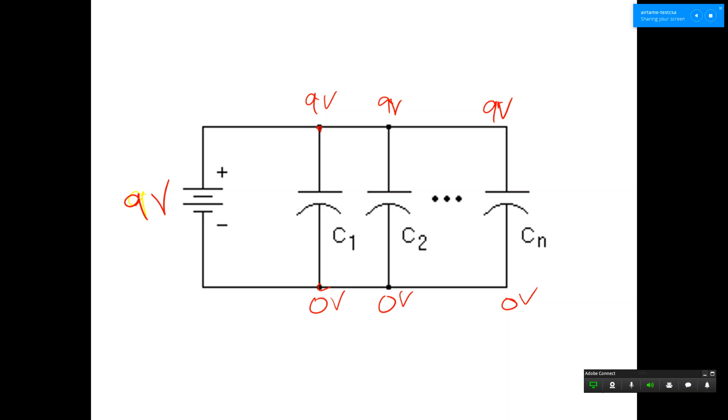And I can now figure out what the charge is on each capacitor as well. Because this one is going to be Q is equal to C times V. This one is Q is equal to C times V. This one is also Q is equal to C times V. This is going to be Q1, C1, Q2, C2, and Qn, Cn. Make sense?